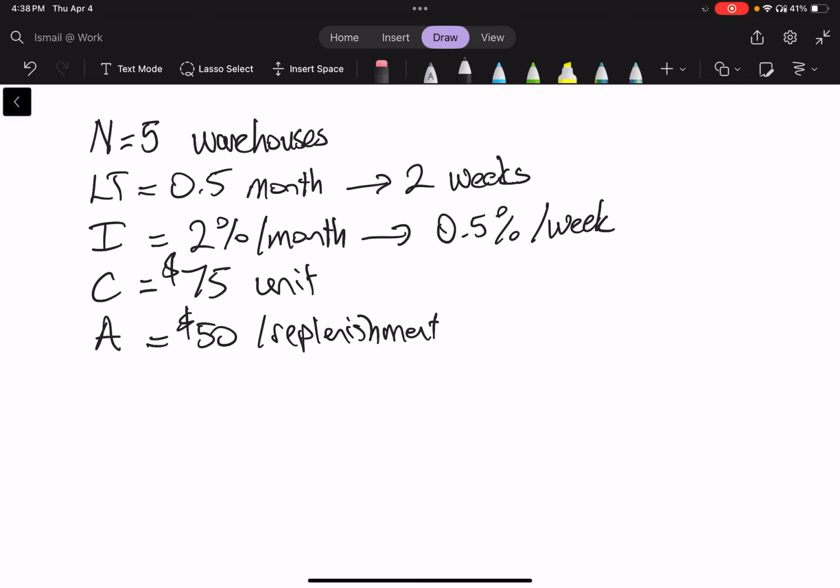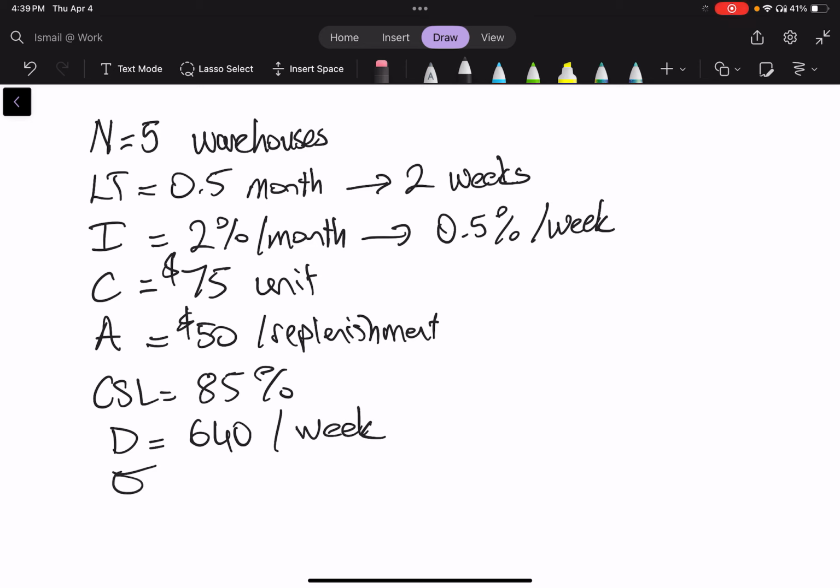And then the customer service level. In the question, it says the stock out probability is 0.15 or 15%. That means customer service level is 85%, right? And demand is given as 640 per week, and standard deviation is 60 units per week. Right? Given this information, the question also specifies that this company is using economic order quantity policy.